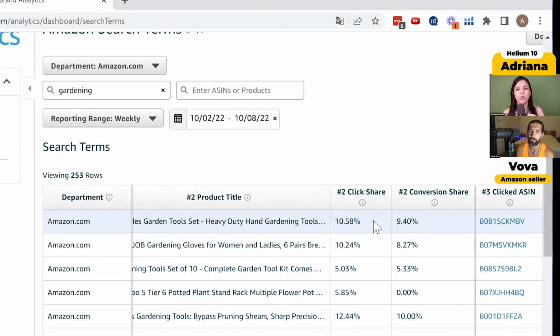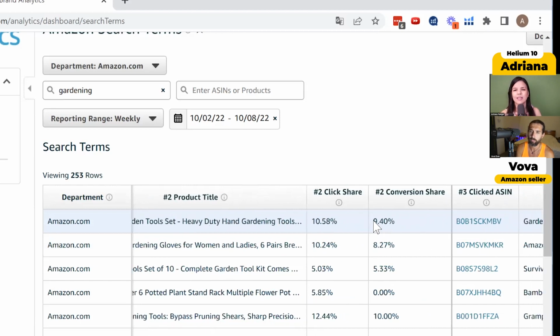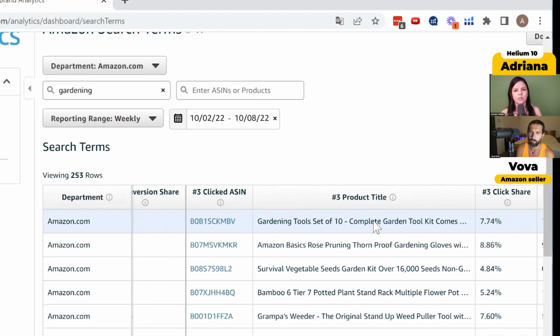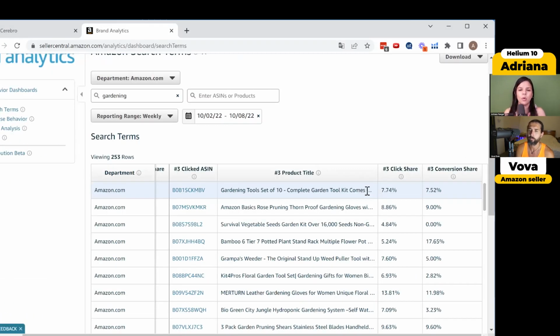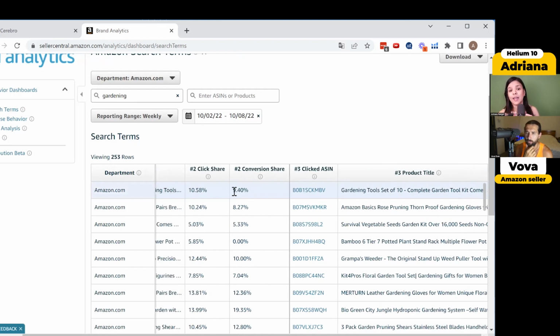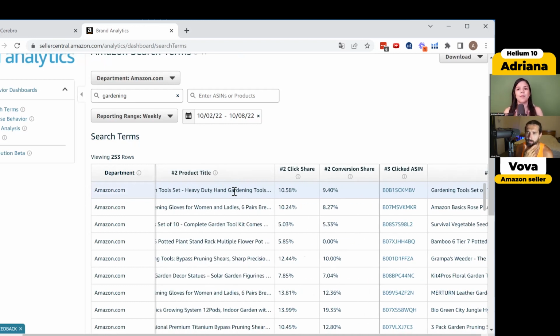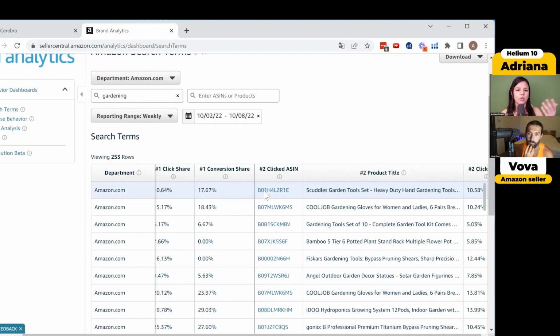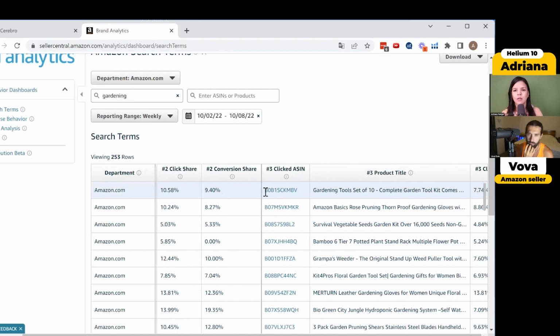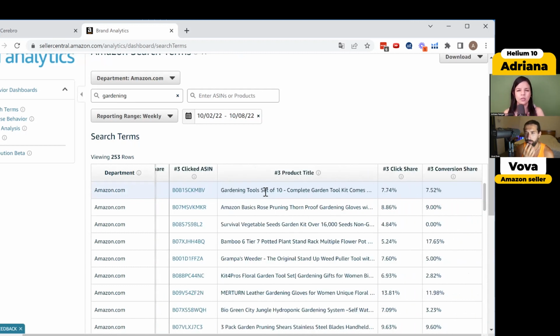And then we have number two, they're taking 10% of the clicks and almost 10% conversion, which is still kind of good. And then of course we have number three, right? So the way Boba and I usually analyze this information is we add both the click share for the top three ASINs, as well as the conversion rate for the top three ASINs. So in this case, we would be adding, let's say 10 or almost 11, plus 10, plus, let's say it's 7. So that's like 28 or so percent, right, that they are taking from the total amount of clicks that people are doing for gardening.